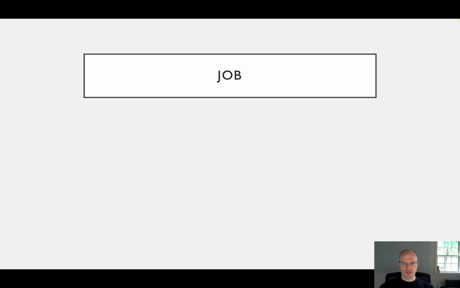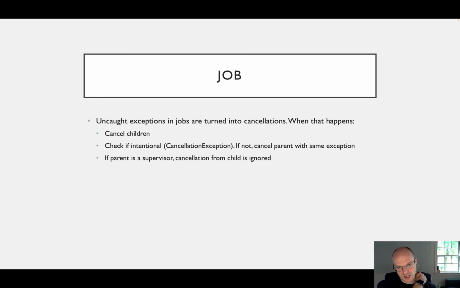So how does a job work specifically? These mechanisms are important to understand in detail because you'll definitely be interacting with them. First of all, error handling. I think this is the most confusing thing about jobs. Basically, uncaught exceptions in jobs are turned into cancellations. There's this whole translation that happens.